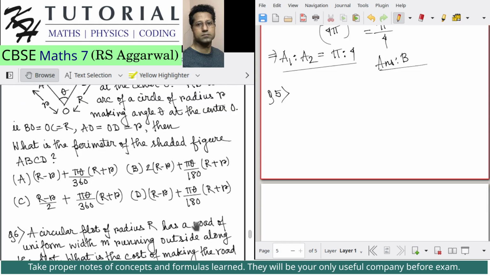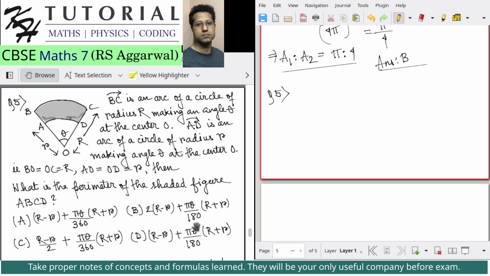Question number 5. Okay, so there is a figure. BC is an arc of a circle of radius capital R, making an angle theta at the center O. AD is an arc of a circle of radius small r, making the same angle theta at the center O. That is, we have BO equal to OC equal to capital R, and AO equal to OD equal to small r. Then what is the perimeter of the shaded figure ABCD? We have to find the perimeter of the shaded region.